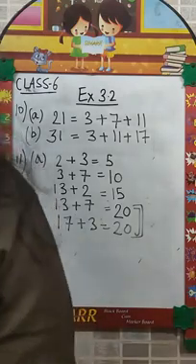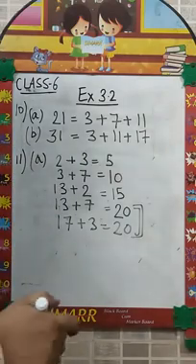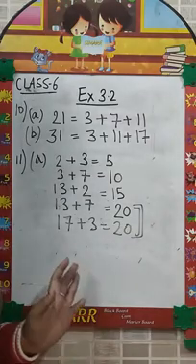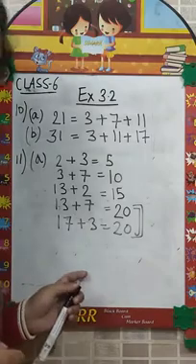Okay. Beta, question number 12 is all about fill-ups. You can try it yourself. These are just definitions of prime numbers and composite numbers. Now you can do it yourself. Okay. We have just completed exercise 3.2 today.